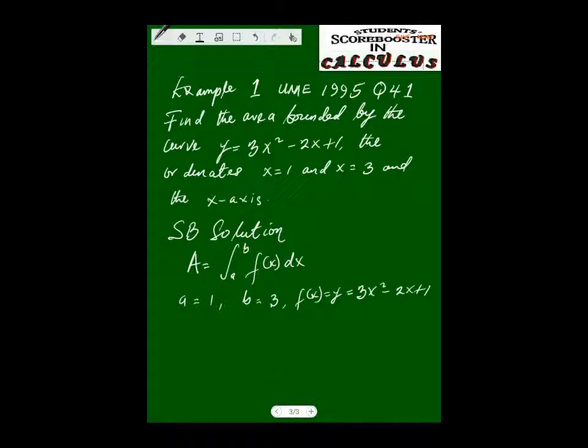So the next thing is just to substitute all these inputs and get your answer. So A is equal to the integral from 1 to 3 of 3x squared minus 2x plus 1, dx. So what next? You integrate. Integration: 3x cubed over 3 minus 2x squared over 2 plus 1 times x, from 1 to 3.